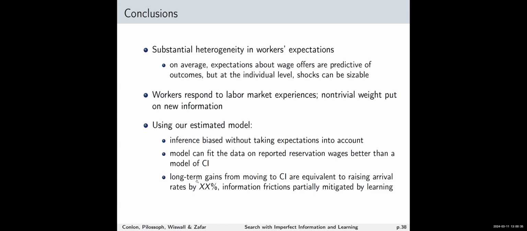And then one thing which I haven't shown you because it's still running is converting these welfare gains into search friction equivalents. So basically, how much would you have to change the arrival rate of offers in a complete information world to give you a welfare gain that's similar to what we've documented with this incomplete information? That's still running, but that's another calculation we do.